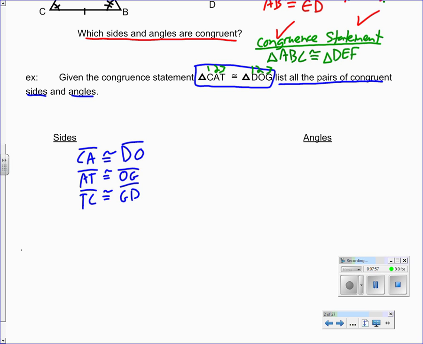For the angles, we can just use one letter. And again, the order is important, so if we start with angle C, that's going to be congruent to whatever's first in the second triangle, which is angle D. Same thing, angle A congruent to angle O, and angle T congruent to angle G. So the order is important. We have to write these congruent statements so the order lines up, so that from the statement we can tell which pieces on one triangle match up with those same pieces on the next triangle.